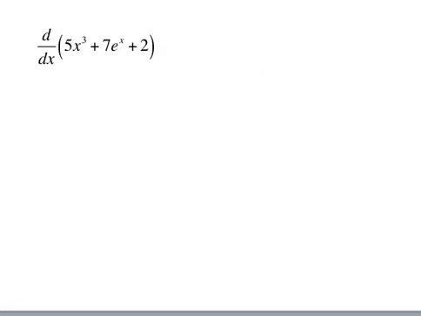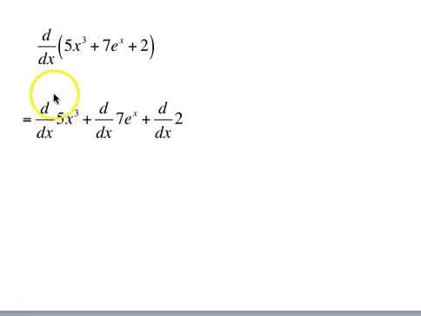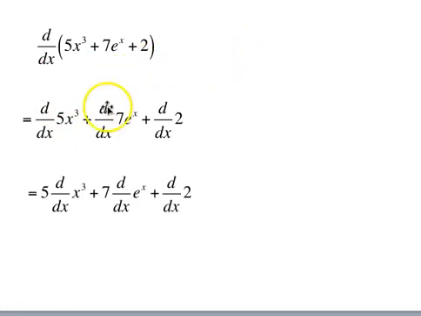So let's take a look at the derivative of 5x cubed plus 7e to the x plus 2. The derivative of the sum is the sum of the derivatives, so we'll take the derivative of 5x cubed plus the derivative of 7e to the x plus the derivative of 2. And we can also pull the constants out in front. 5 times the derivative of x cubed, 7 times the derivative of e to the x. The derivative of x cubed with the power rule is 3 times x squared. The derivative of e to the x is e to the x. The derivative of 2, we think of 2 as a horizontal line. The derivative of 2 is 0.